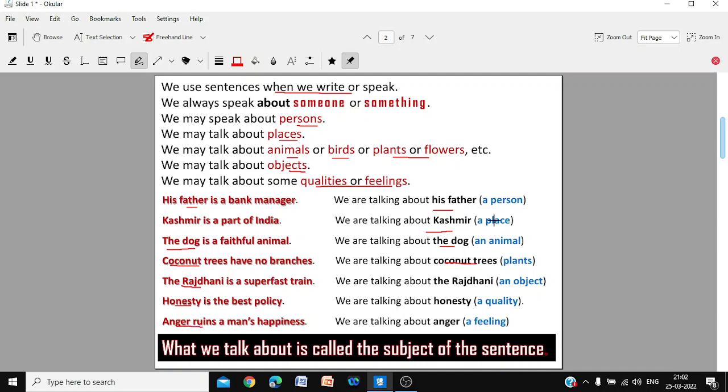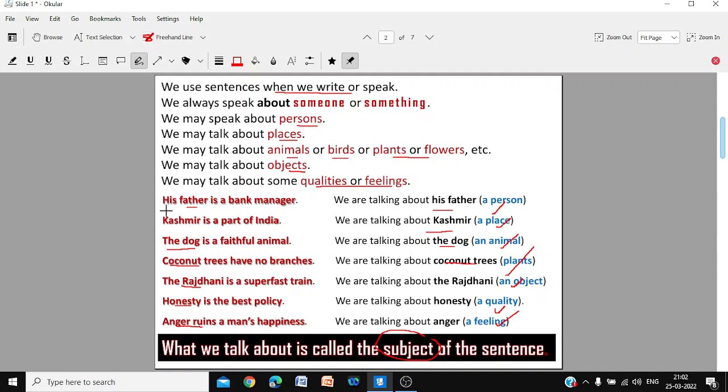So we are talking about a person or a place or an animal or plants or objects or some qualities or some feelings. So we have to talk about someone, that is some person, or something, a place or an object. What we talk about is called the subject of the sentence. Whatever we talk about is called the subject of the sentence.